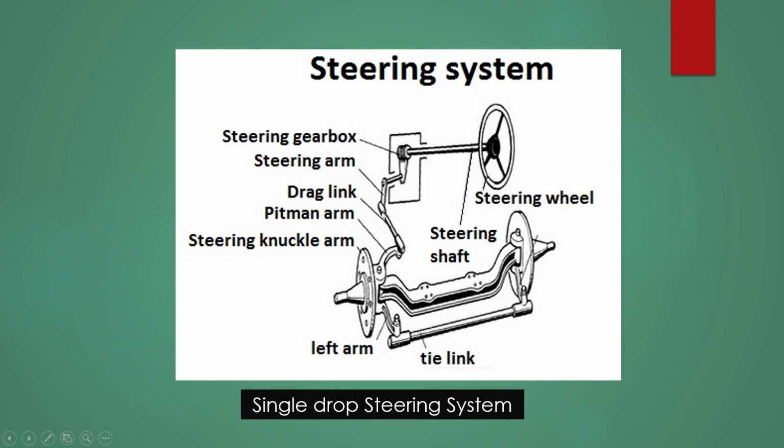Then the next is the drag link. The drag link is connected to the steering arm, and then that will give the motion to the front wheel.